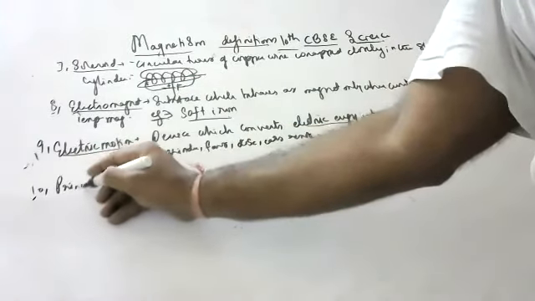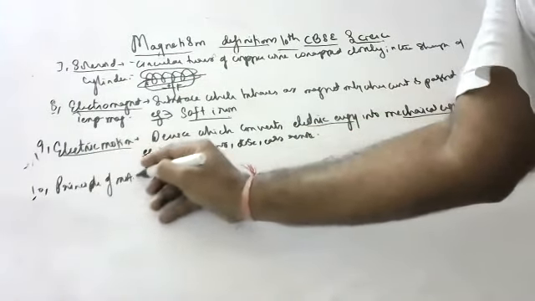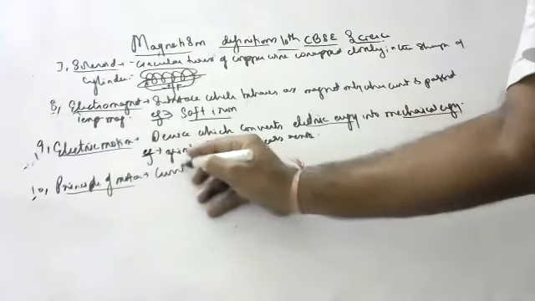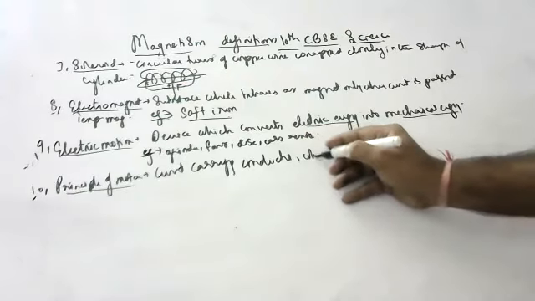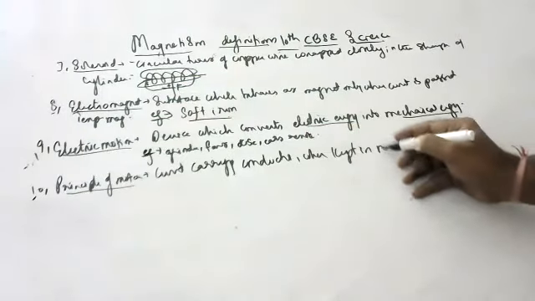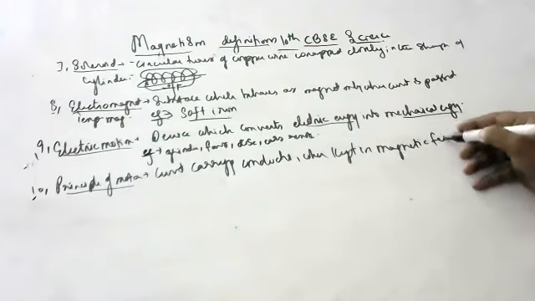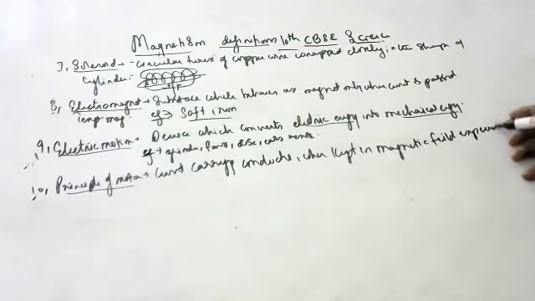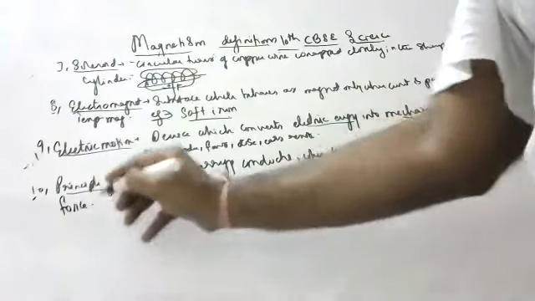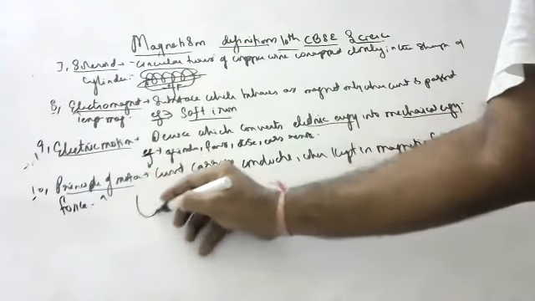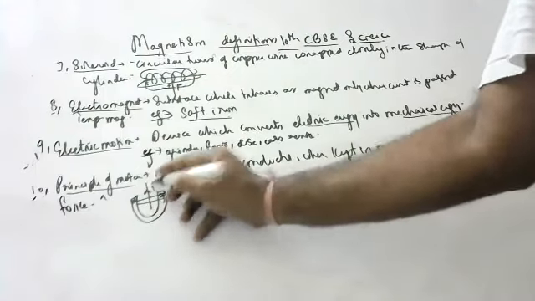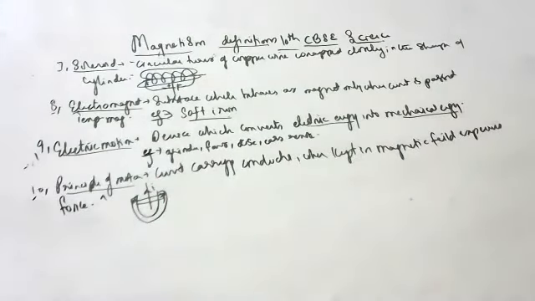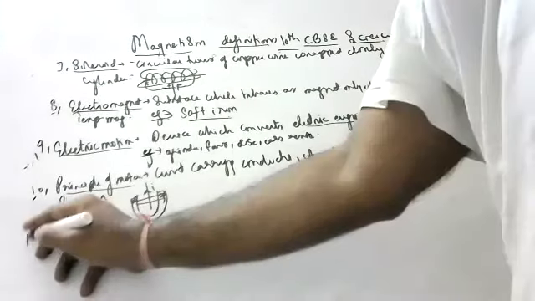What is the principle of motor, children? A current carrying conductor, when kept in a magnetic field, experiences force. Imagine this is a magnetic field, north to south magnetic field will be there. Here we are keeping a current carrying conductor. What happens? It experiences force.